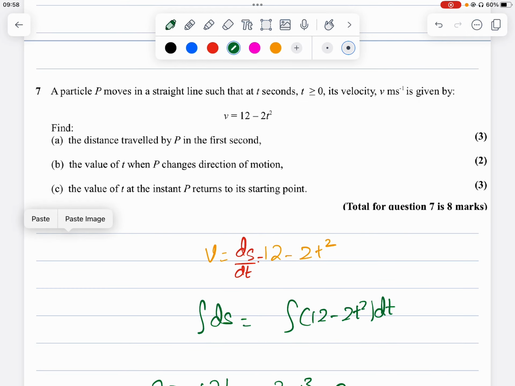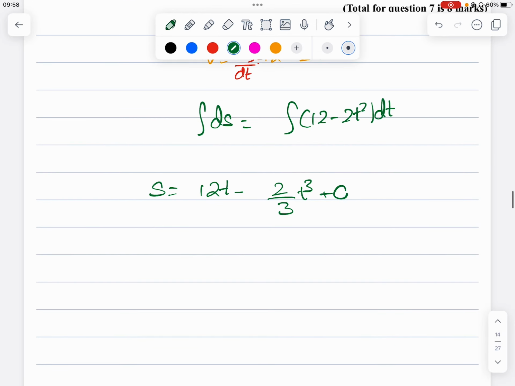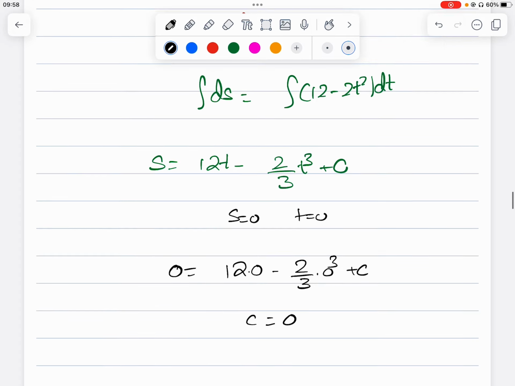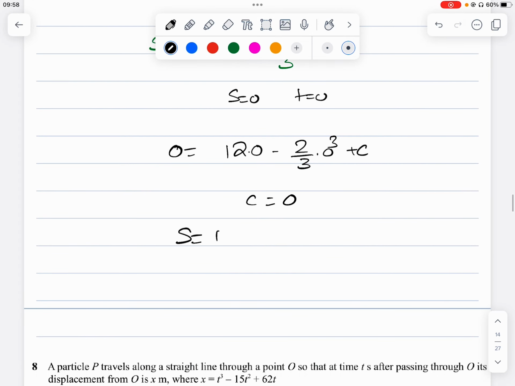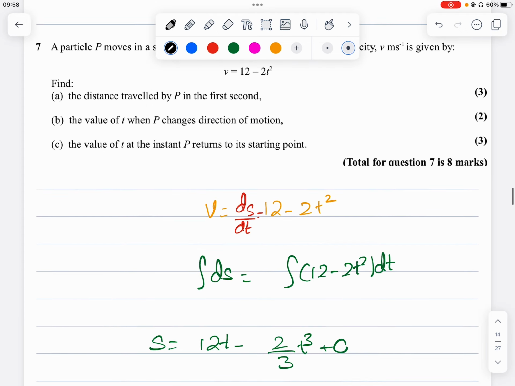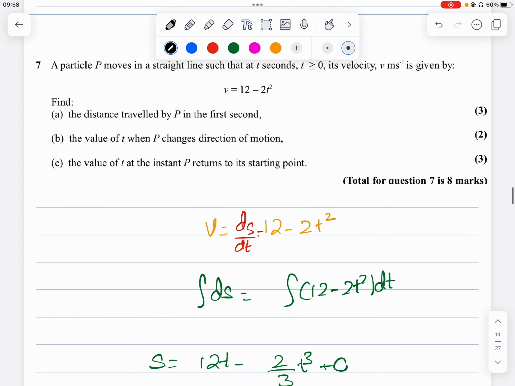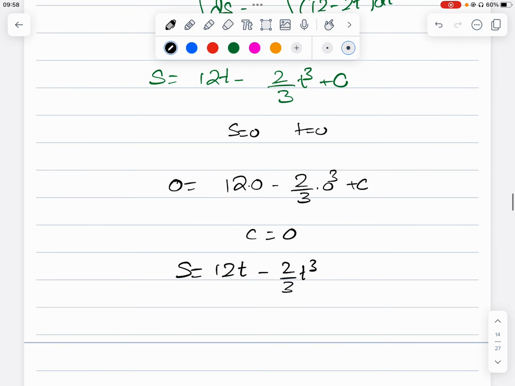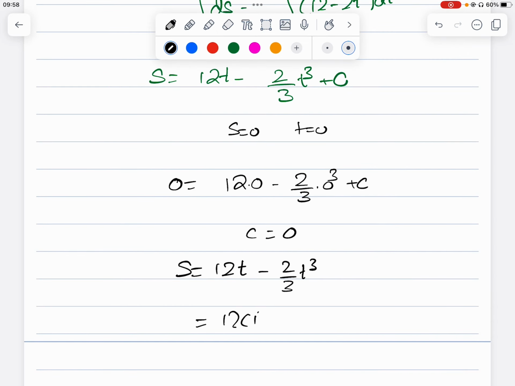But it is starting from rest. So t equals 0, s equals 0. So 0 equals 12 times 0 minus 2 upon 3 times 0 cube plus c, which gives you c value 0. So what is the equation of s? 12t minus 2 upon 3 t cube. What is he asking? Distance traveled in the first second. So just plug in 1. 12 times 1 minus 2 upon 3 times 1 cube, which is 34 upon 3 meters.